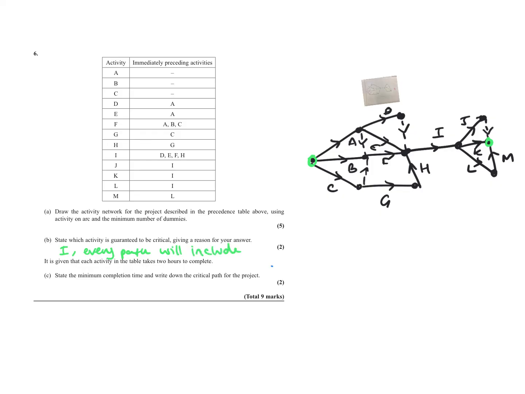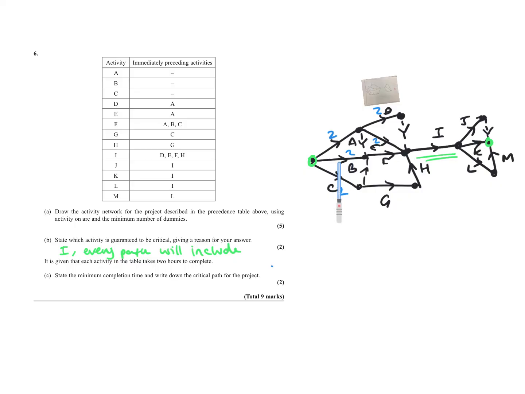In the mark scheme, it has different things, but you just know that you have to get from one side of the activity network to the other side, you have to go through I. Then it says it is given that each activity in the table takes 2 hours to complete. Okay, so imagine each activity taking 2 hours. It says state the minimum completion time and write down the critical path of the project. Now remember, the critical path is the longest path, and we figured that out the other day, didn't we? Okay, that was like a top tip.